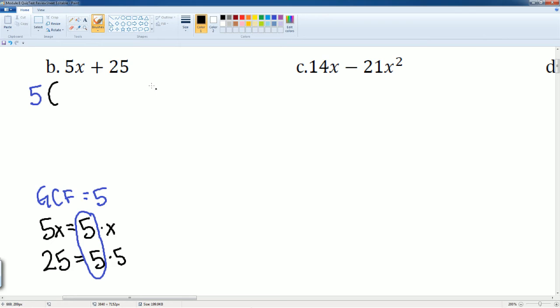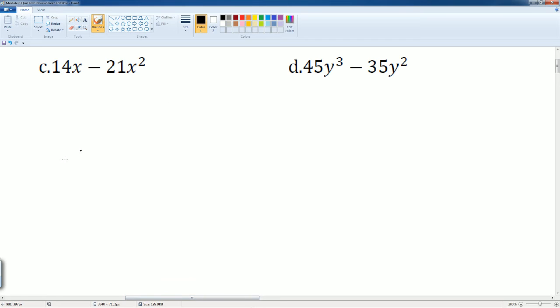We put a parentheses. Inside the parentheses is what is left. So we say here x is left over from the 5x, and a 5 is left over from the 25. So from the 5x, an x was left over, plus, then from the 25, a 5 was left over, once you pull out the GCF of 5.